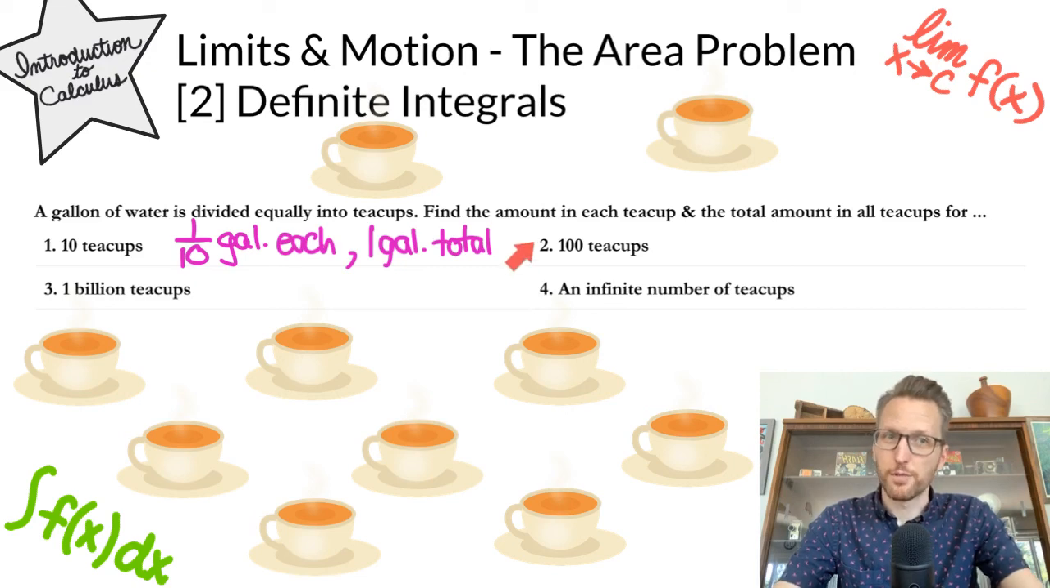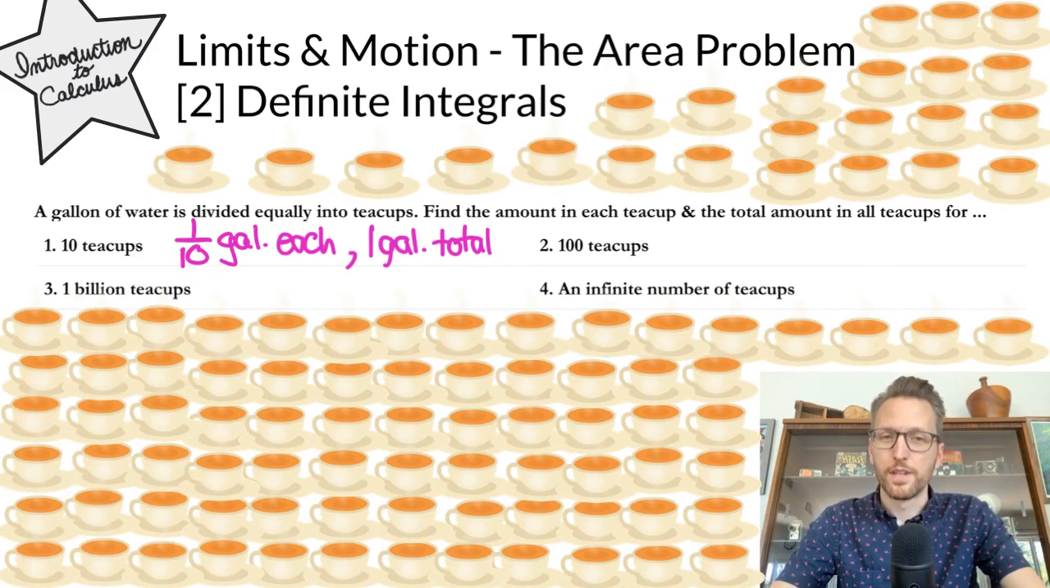Number 2, to the right, 100 teacups. Well, that means we take a gallon and we divide it by 100, and that's how much is in each teacup. 1/100th of a gallon. And still, there's 1 gallon among all of the teacups.